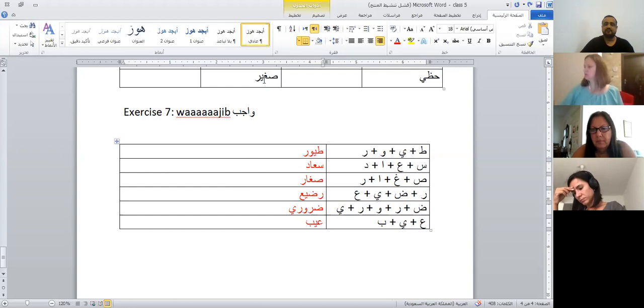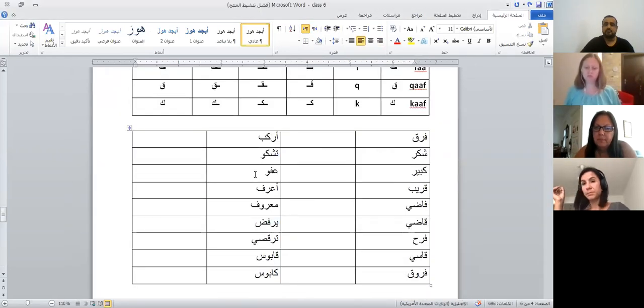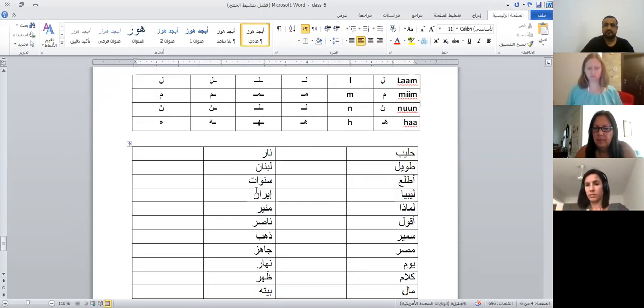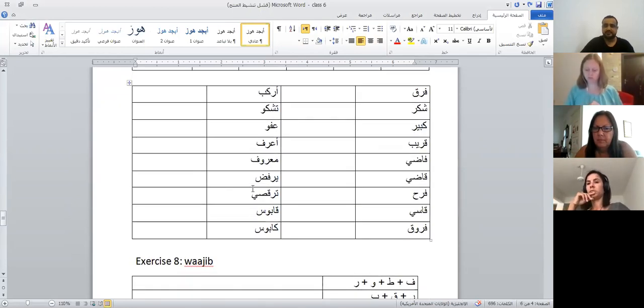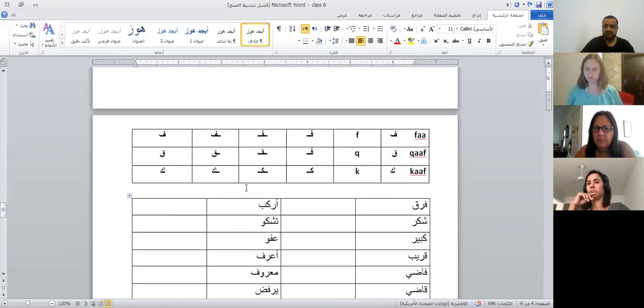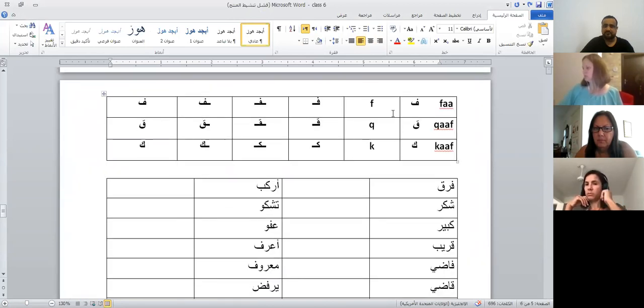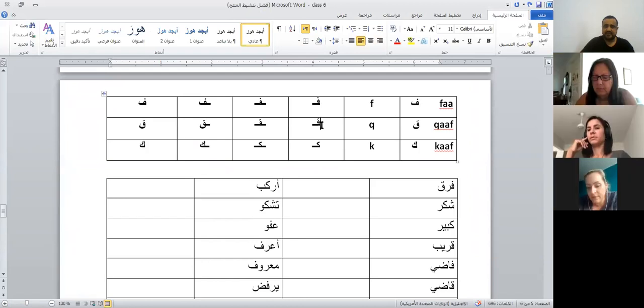Okay. Today we'll have like seven more, the last seven. Today we'll finish the alphabet. Here we have five. Again, we just show you. Here we have fa, the fa, and qaf and kaf.